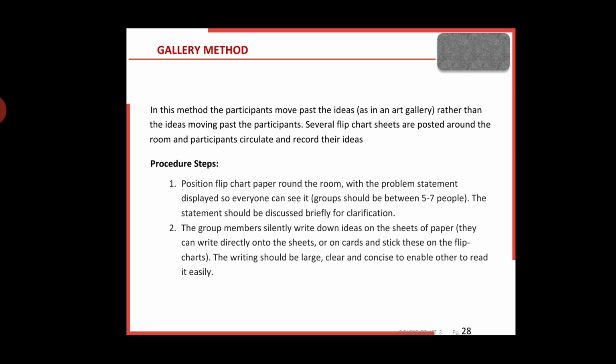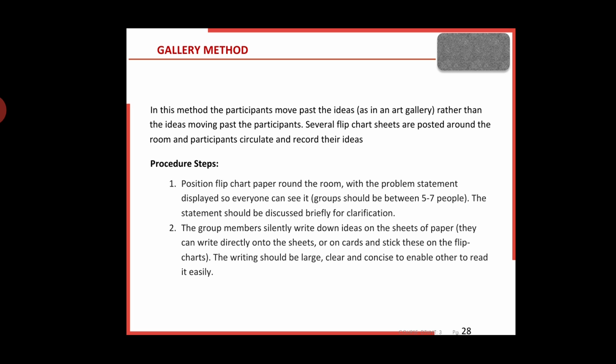Okay, the first step in our gallery method: we position flip chart paper around the room with the problem statement displayed, so everyone can watch it. The statement should be discussed briefly for clarification.